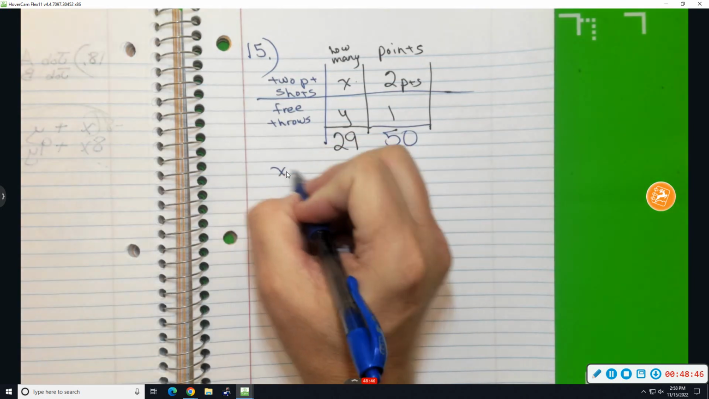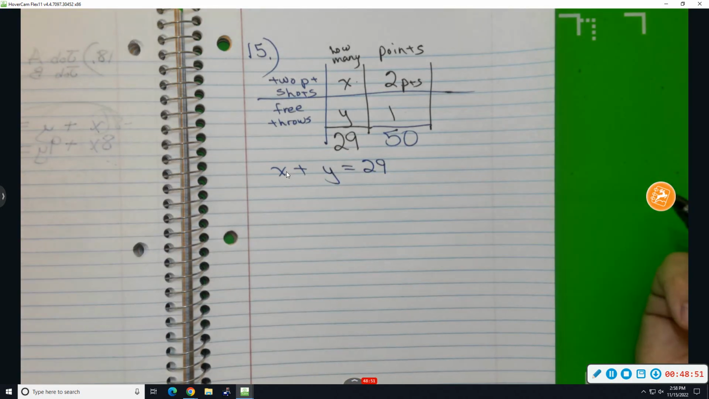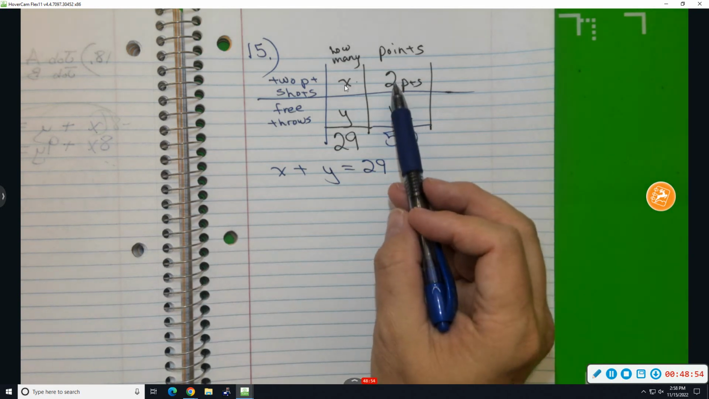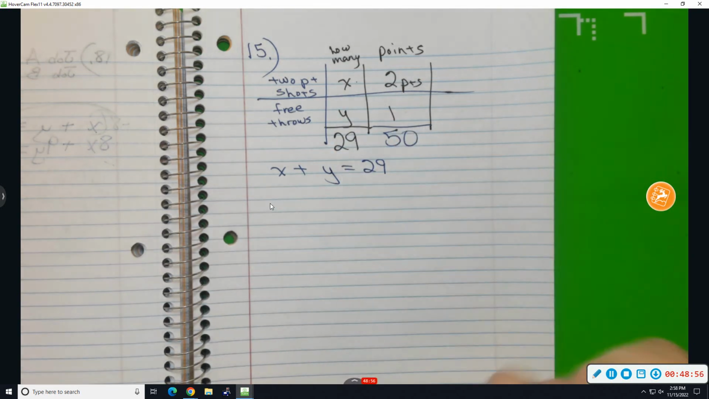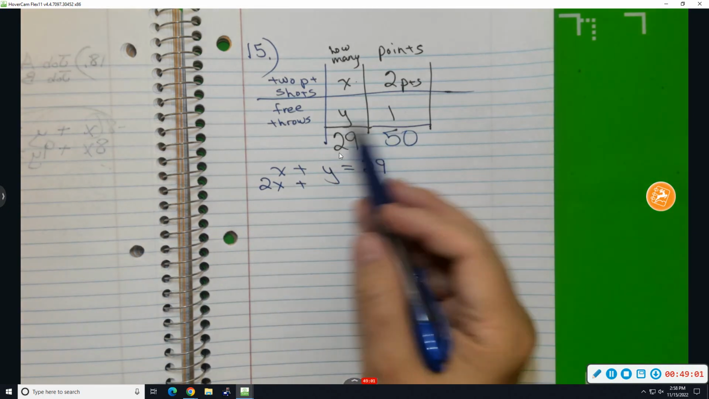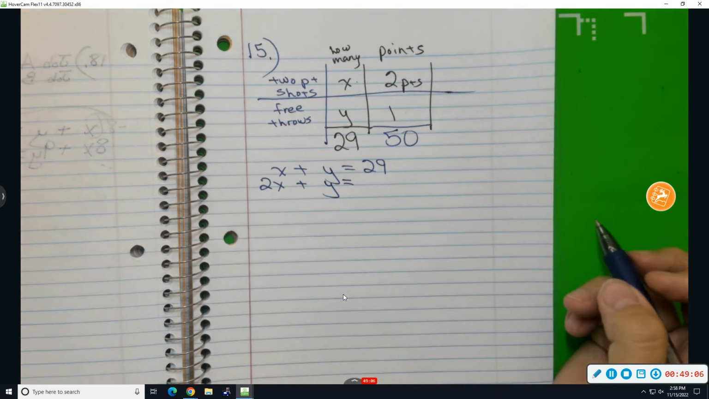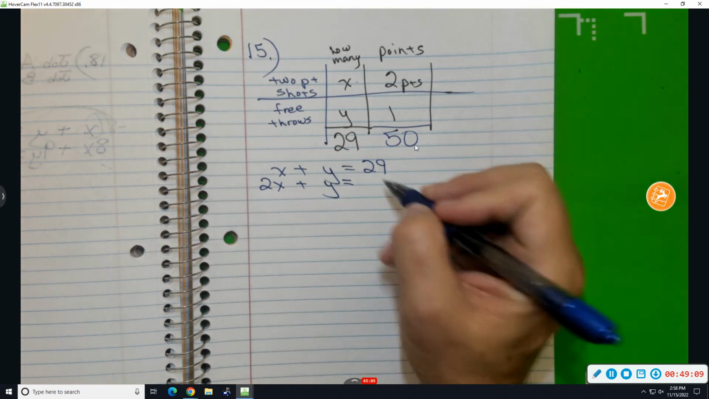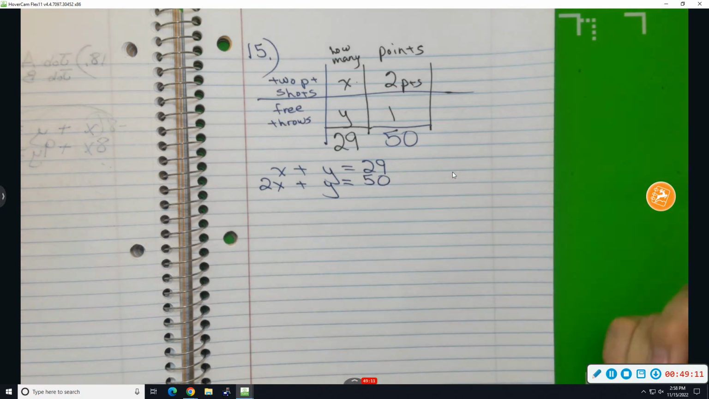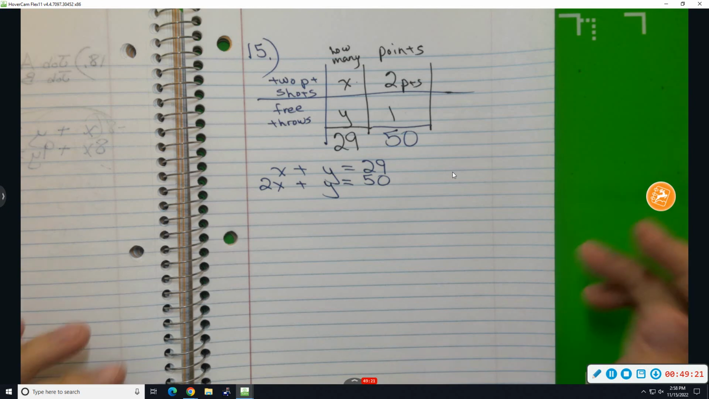Okay, X plus Y equals 29, I agree. And then 2 times X, that's all the points she got from the 2-point shots, plus 1 times Y, that's how many points she got from the free throws, and that's going to equal 50, I agree. And we used elimination on this, right? The first time we did it. Well, stick with elimination. I'm going to use elimination again.